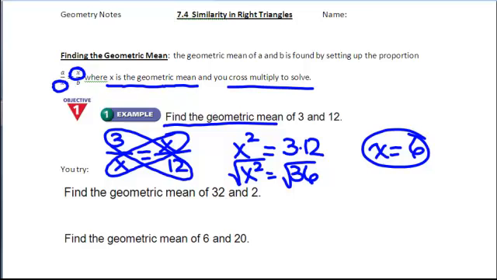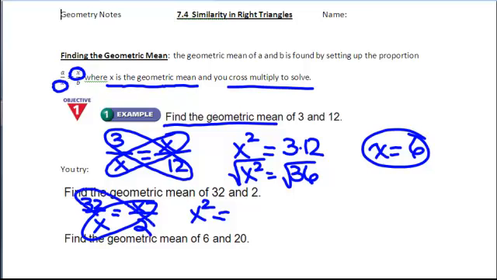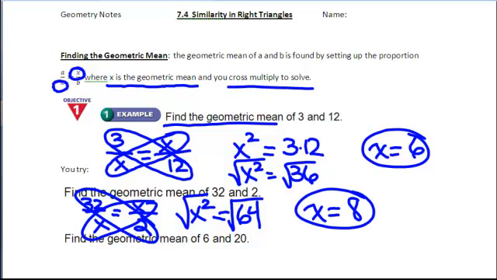Okay, we're going to do the same thing again. Find the geometric mean between 32 and 2. Once again, I set up a proportion. I put my geometric mean in these two spots. They asked me to find it between 32 and 2. Cross multiply. x squared equals 32 times 2, which is 64. Square root. Again, 64 is a perfect square. The square root of 64 is 8. And I'm done with the problem.